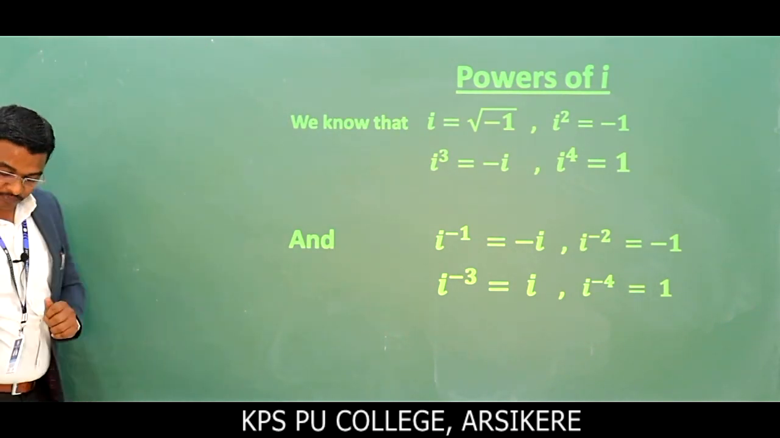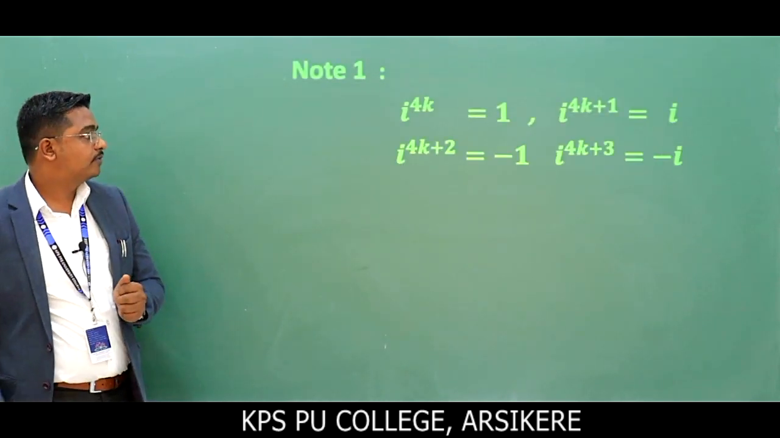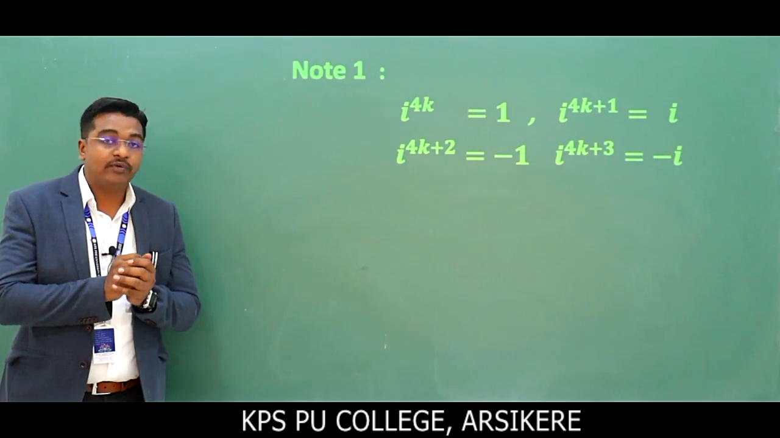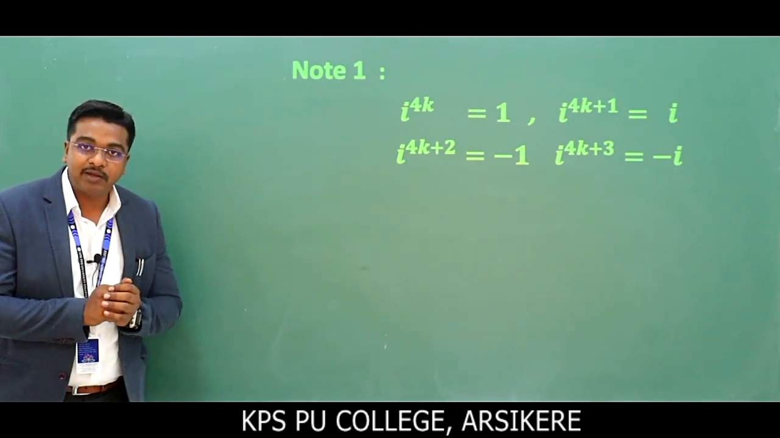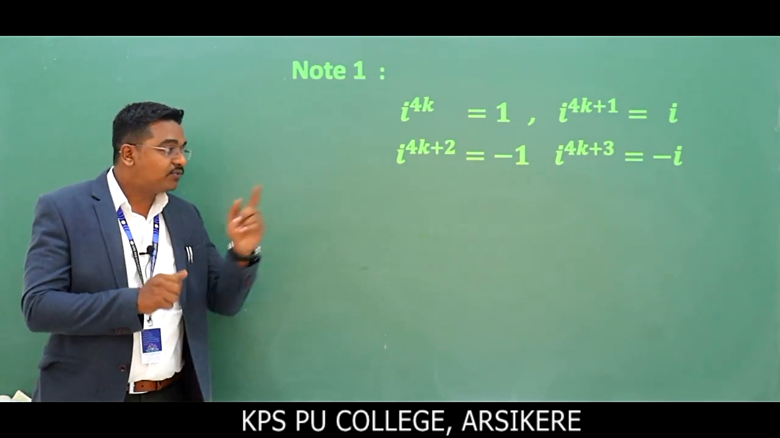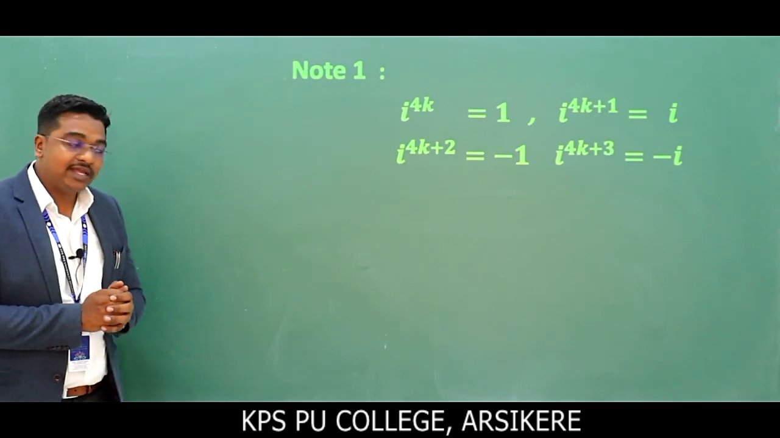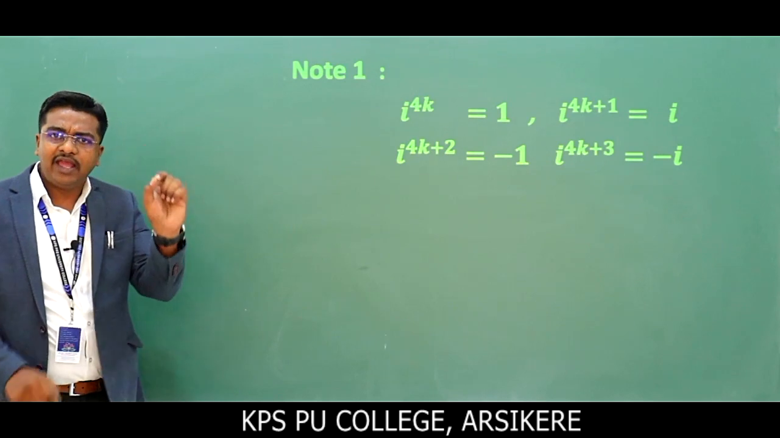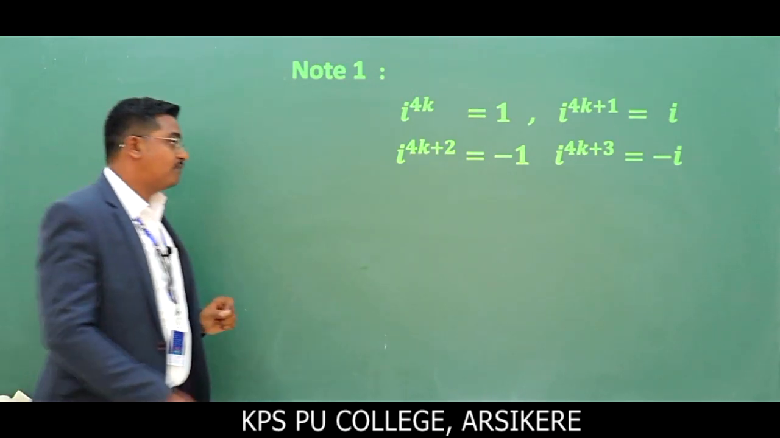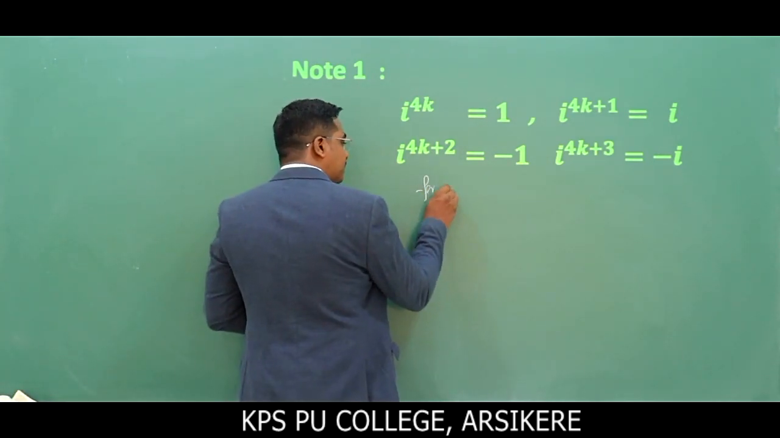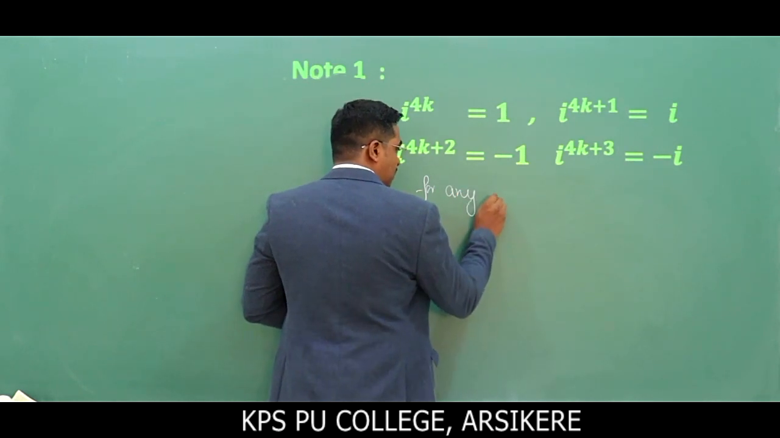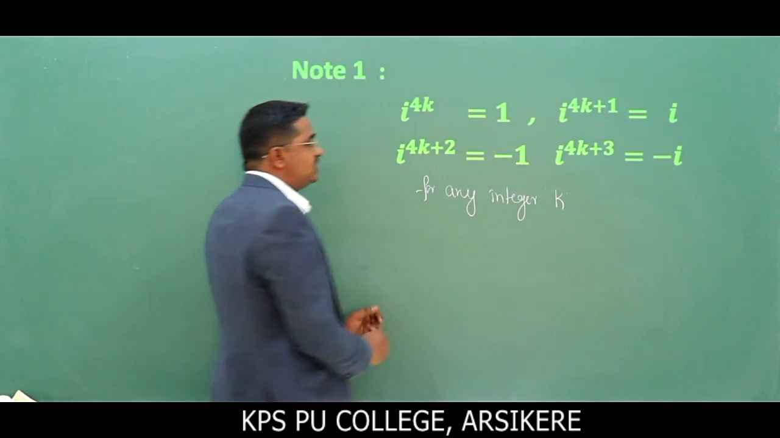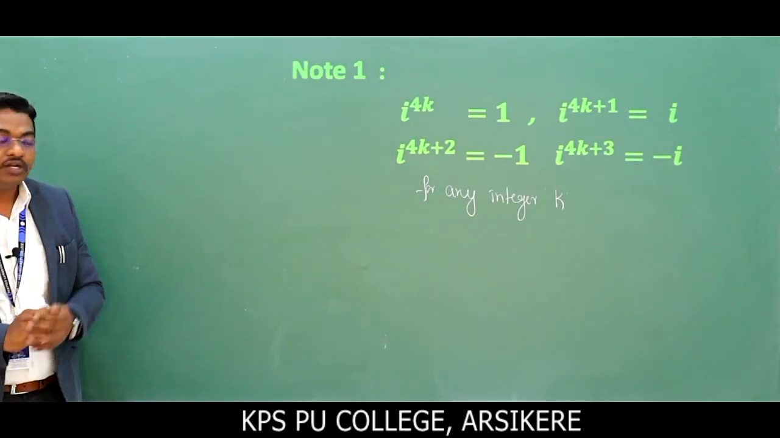Write it neatly. Okay, first note: I power 4k is equal to plus 1, I power 4k plus 1 is equal to I, I power 4k plus 2 is equal to minus 1, and I power 4k plus 3 is equal to minus I. Okay, what is k here? k is any integer. Okay, for any integer k. So this holds good for any integer k.